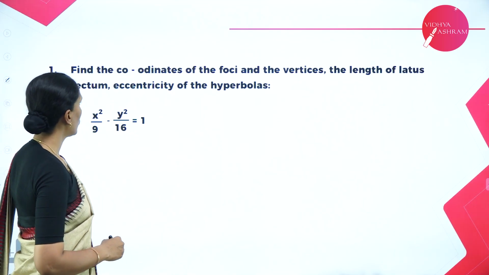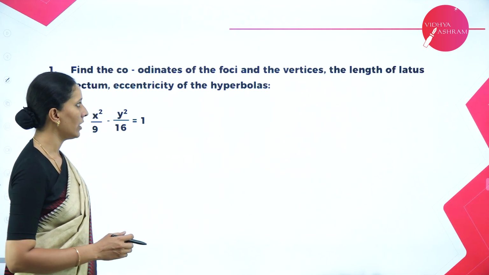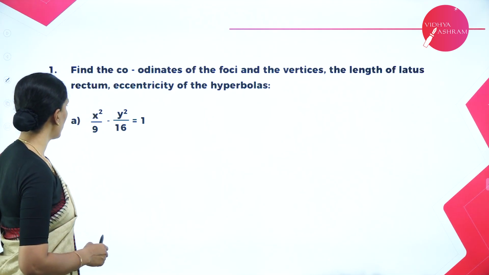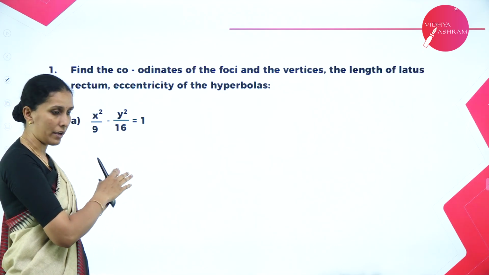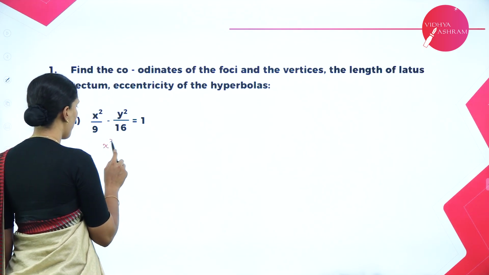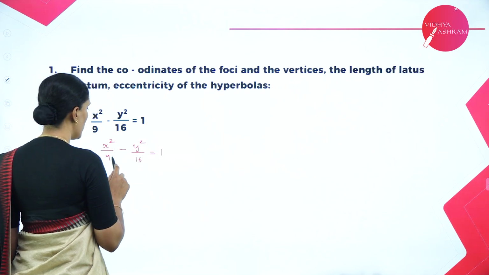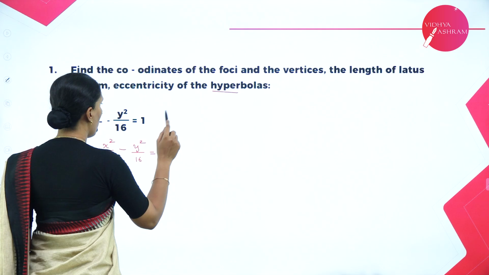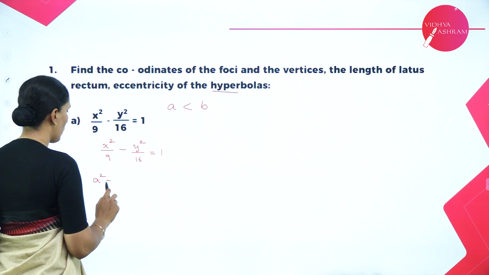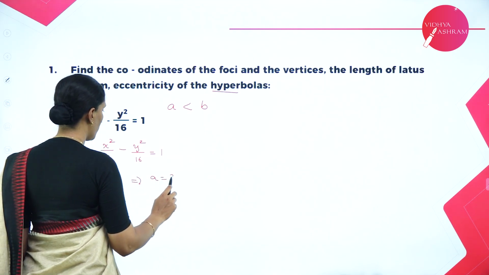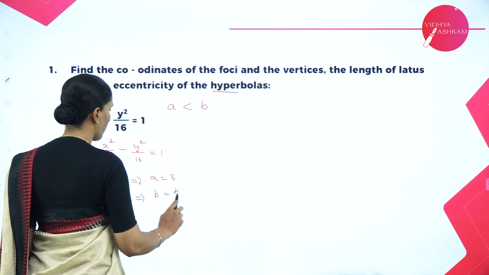Next is, find the coordinates of the foci, the vertices, length of latus rectum, and eccentricity of the hyperbola. We have an equation x square by 9 minus y square by 16 is equal to 1. So this is the standard equation of form 1. Here remember, in a hyperbola a need not be less than b. So a square is equal to 9, which implies a is equal to 3. b square is equal to 16, which implies b is equal to 4.